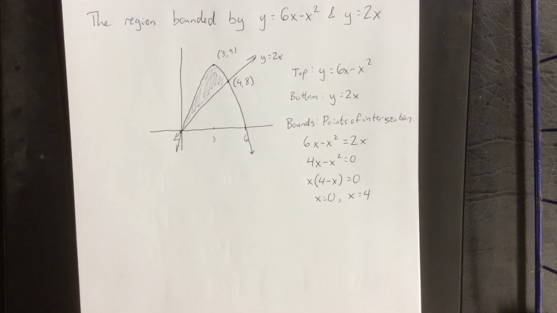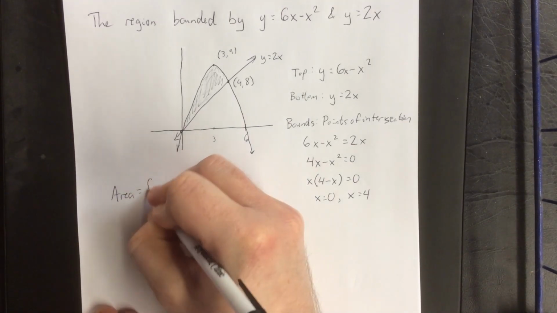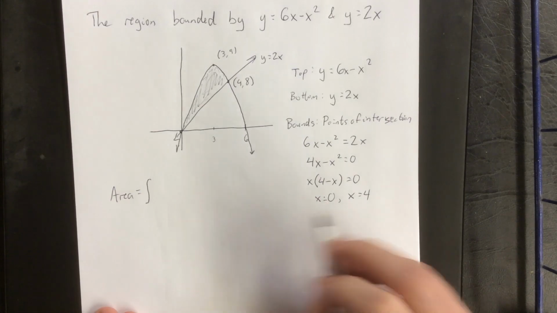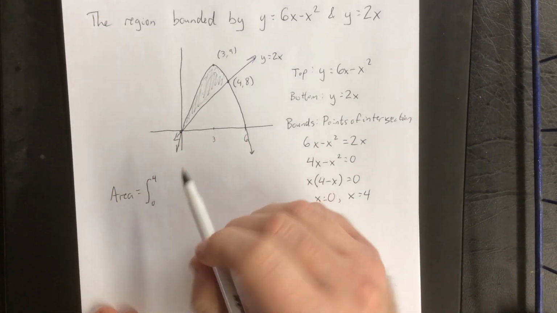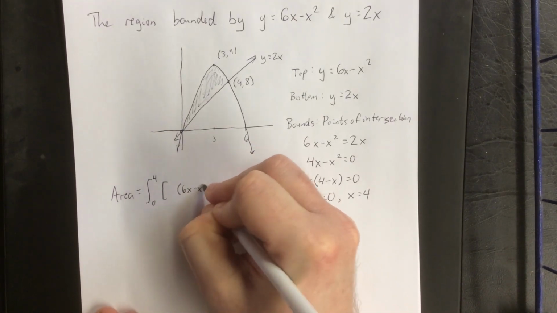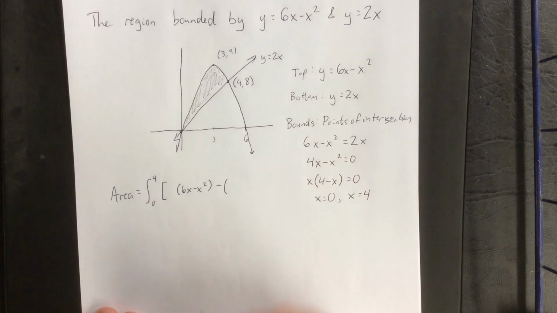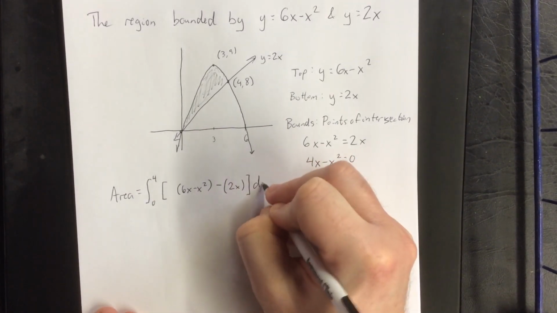So to set up our region bounded between these two curves, the area is going to be equal to the definite integral from lower bound to upper bound, 0 to 4, of the top curve, 6x minus x squared, minus the bottom curve. Bottom curve in this case would be 2x, dx.